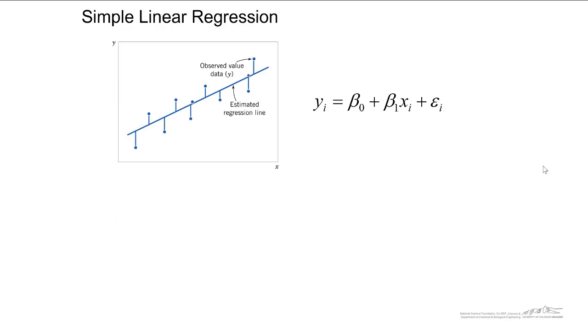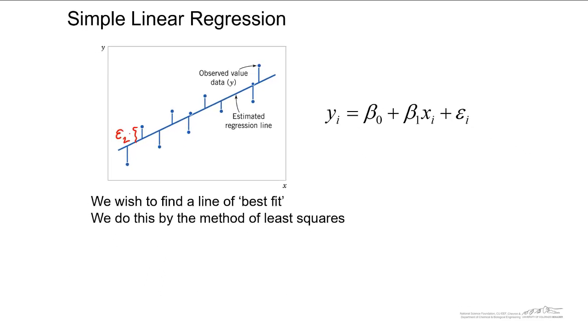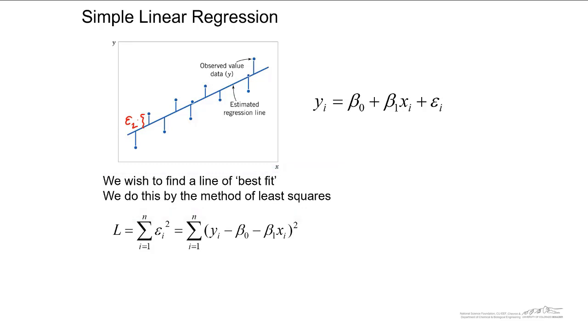If we plotted a bunch of experimental data points, these blue dots, and we are trying to create this blue line of best fit, each of our experimental data points, represented by index i, is going to have an error term. So for example, this one's going to have an error term, maybe epsilon 2. We wish to find the line of best fit, and to do this, we want to try to minimize the overall squares of these error terms. This is known as the least squares, or L. So L is just the sum of all these epsilons squared.